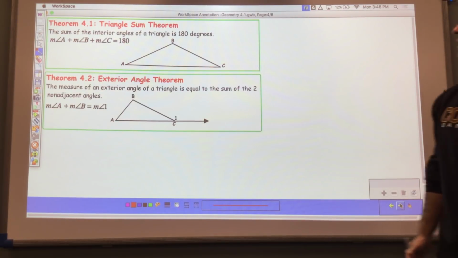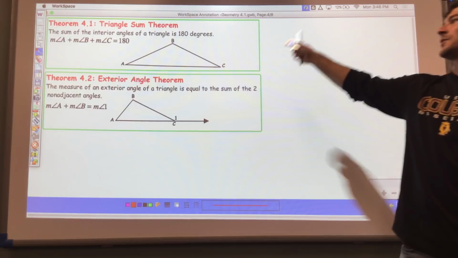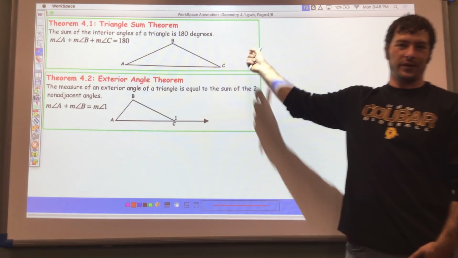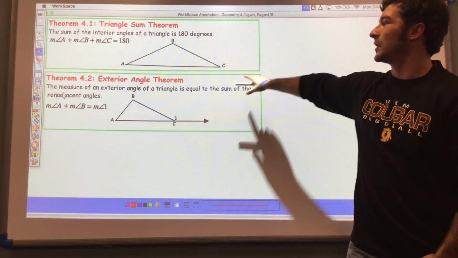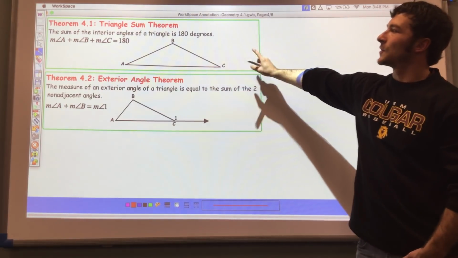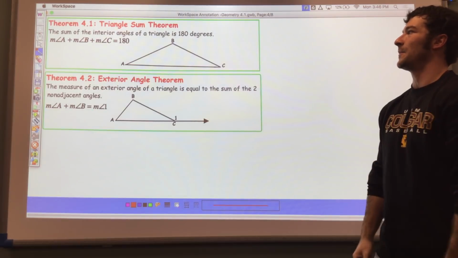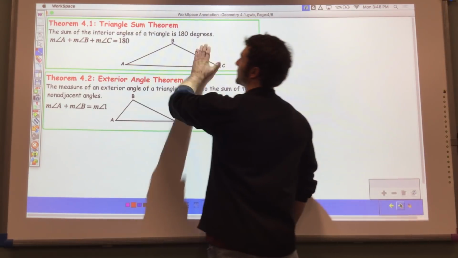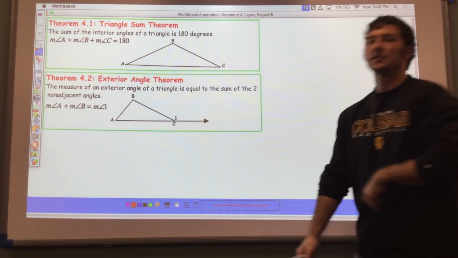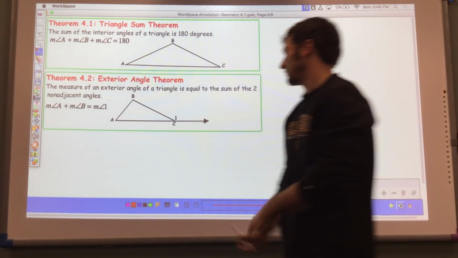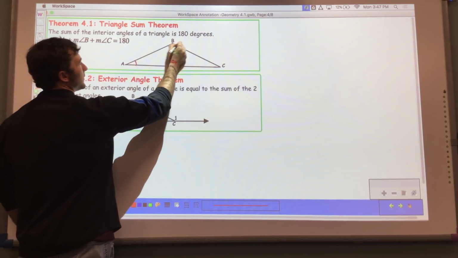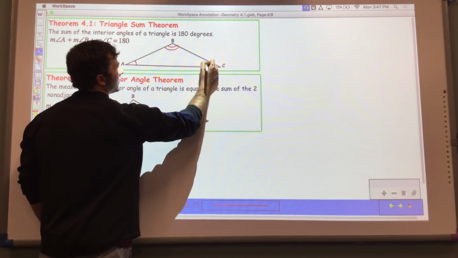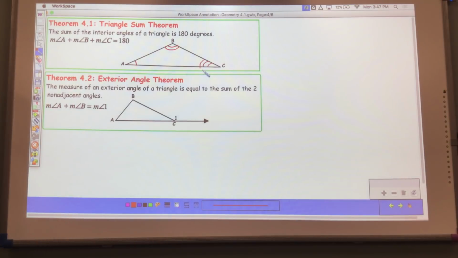All right, a couple theorems. This first one is hugely important. This one is 2. However, this one we're going to use much more. So this one simply says, triangle sum theorem. The sum of the interior angles of a triangle is 180 degrees. So if we add up all three angles on the interior, so interior would be this angle, and this angle. If you add those up, it'll always be 180.